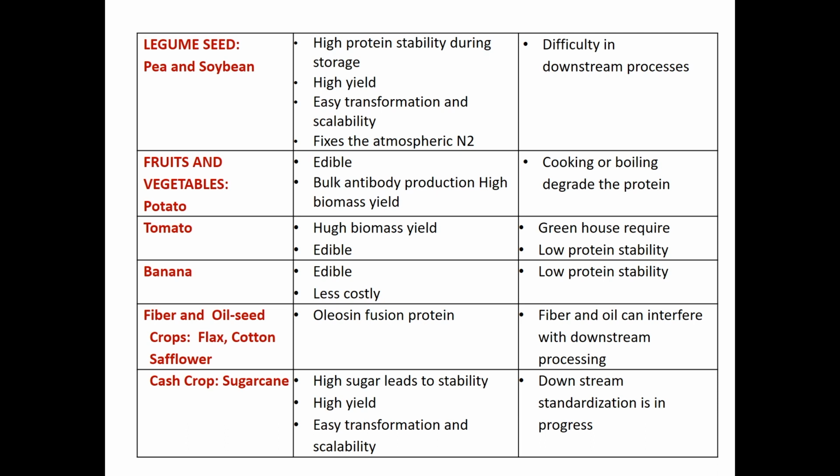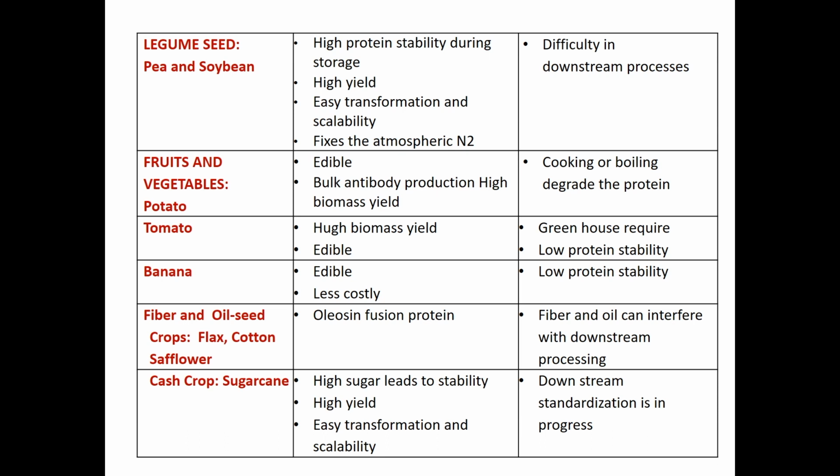And then legume seeds, pea and soybean, are the most widely used for production of high value proteins. They give high protein quality, high protein stability during storage, high yield, and easy transformation. The pulse crops fix atmospheric nitrogen in symbiotic relationship with rhizobium and other related genera. And again, the difficulty comes with the downstream process when seeds are used as a sink for expression of protein.